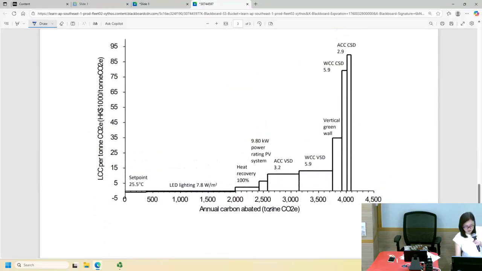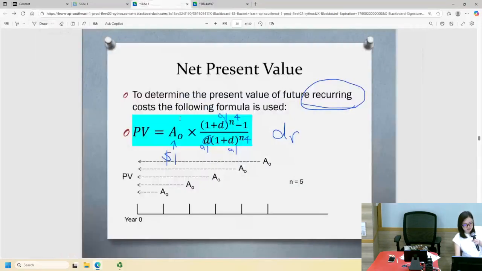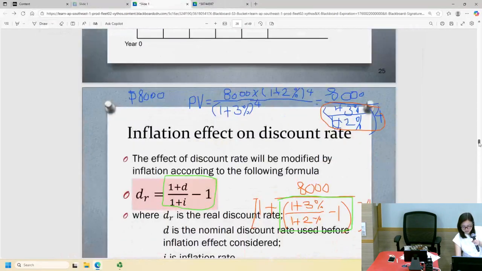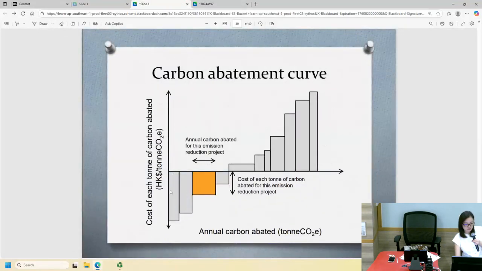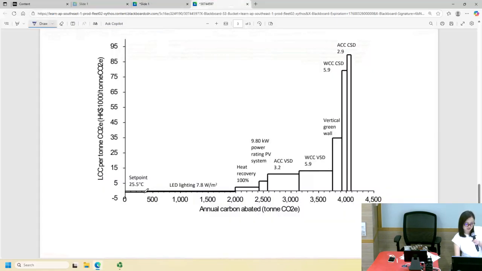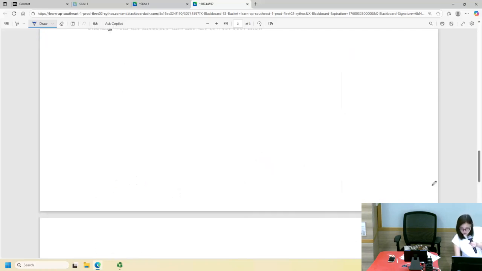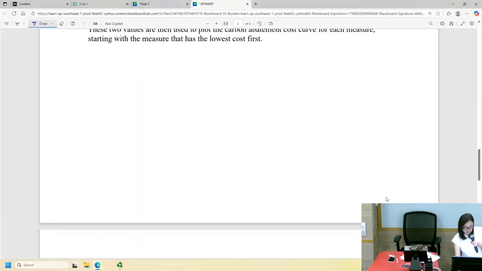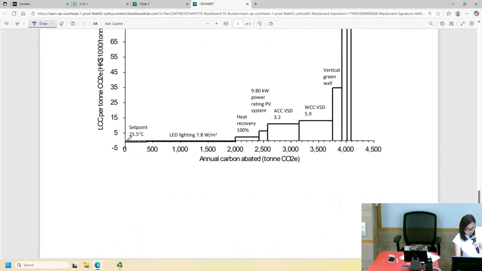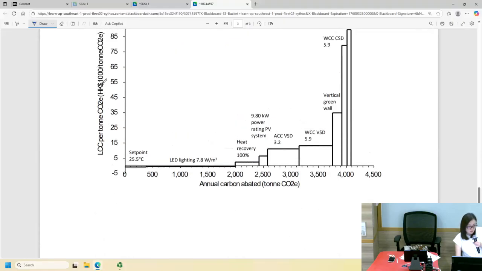So the graph is like this. This is not the same as the one we saw earlier. For this one, the cost is very negative. Here the cost is negative for this one and this one, but comparing to these, they are very expensive. And for this one, the negative is only like how much? Negative 500, negative 800, for every 1,000.